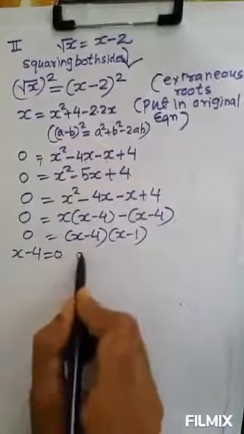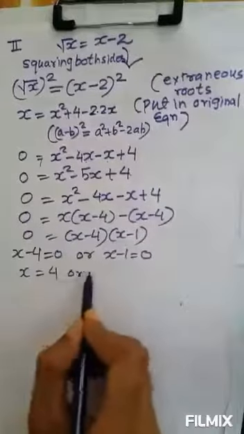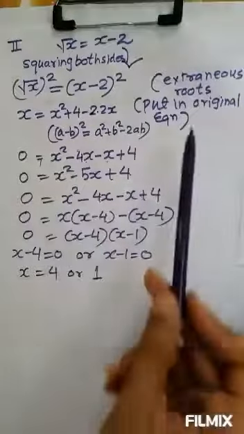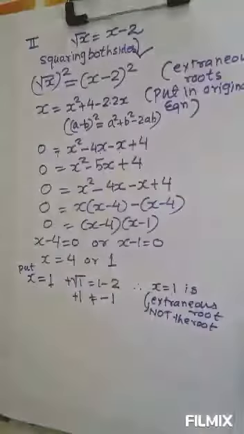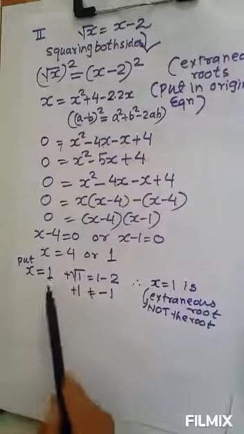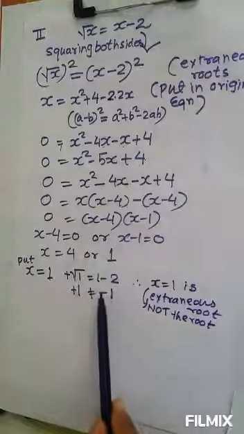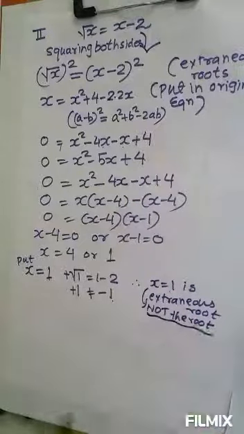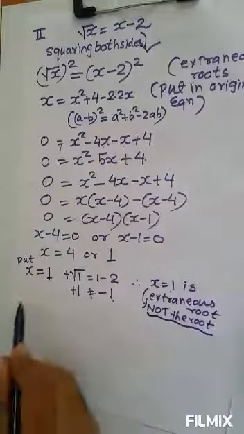So it means x minus 4 is 0 or x minus 1 is 0, meaning x equals 4 or x equals 1. But as I said, when we square both sides, we have to put the values we got in the original equation. As you can see, for 1, root 1 is plus 1, which is not equal to the right-hand side value, minus 1. So x equals 1 is not the root, it is an extraneous root. Now if we put x equals 4 in the original equation.